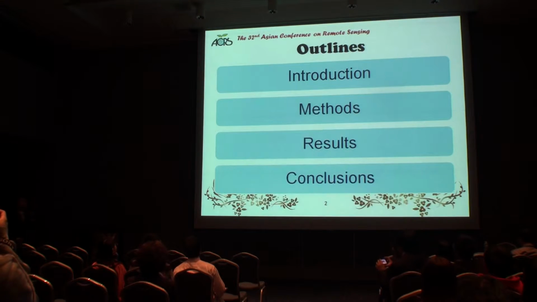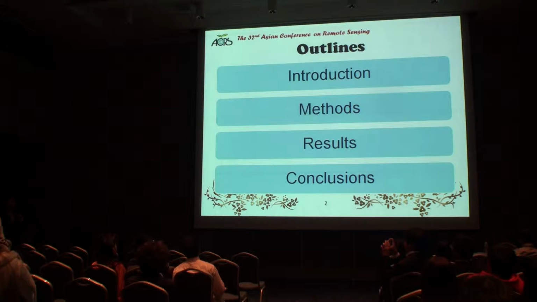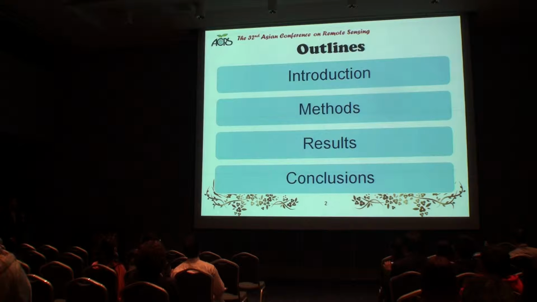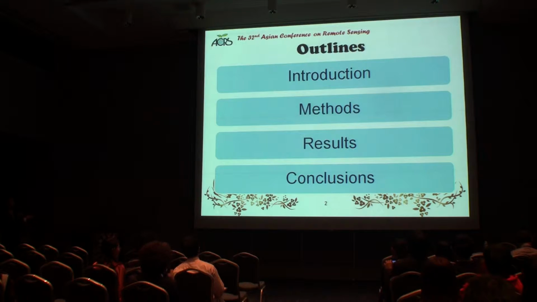My presentation outline has 4 parts. First, I will simply introduce my research background and purpose. Next, I will tell about the methods and authors in this study. Then I will show some results and pictures. And finally, I will make simple conclusions and discussions.